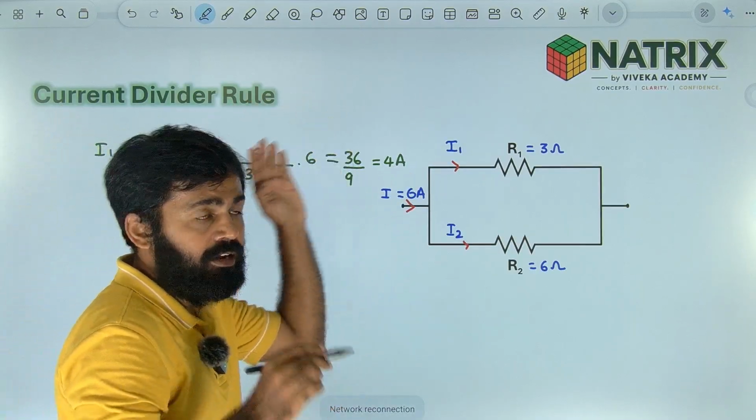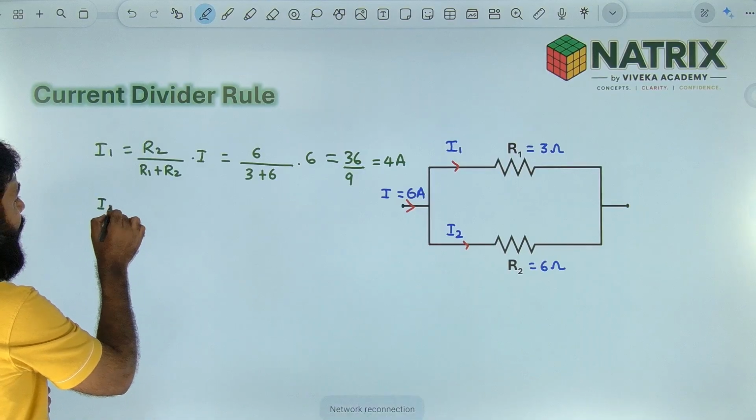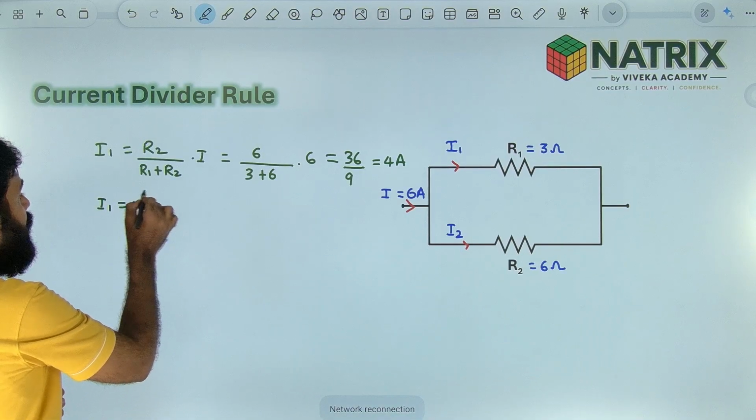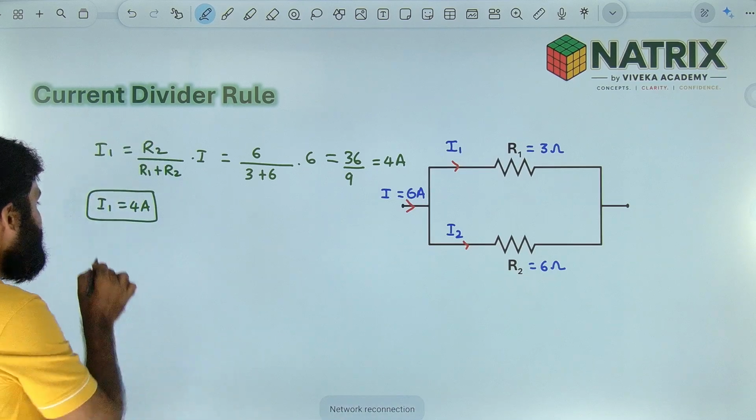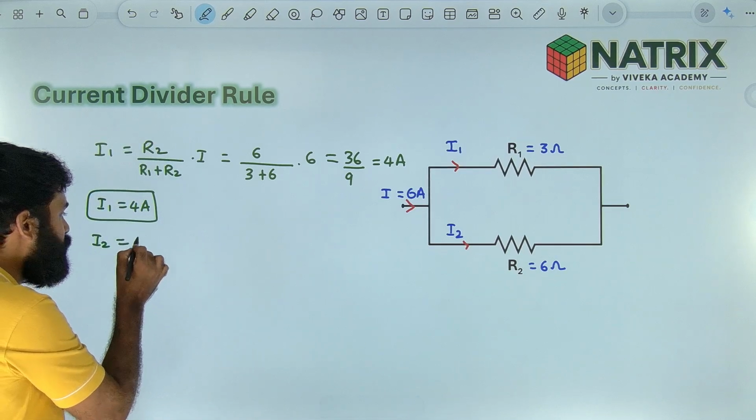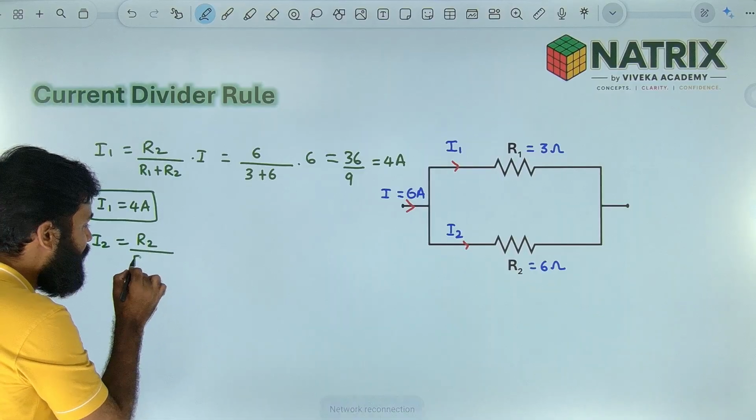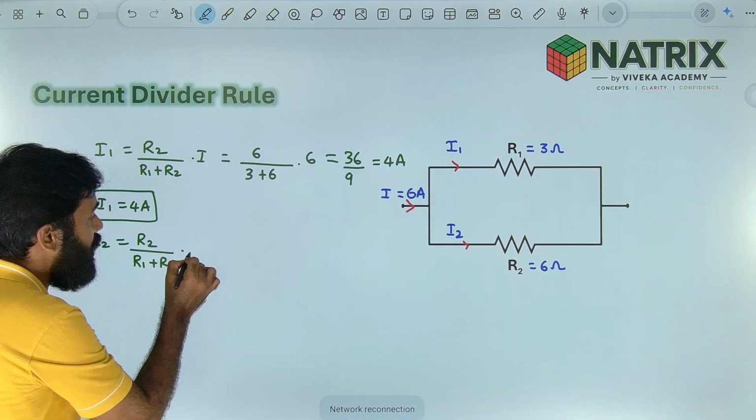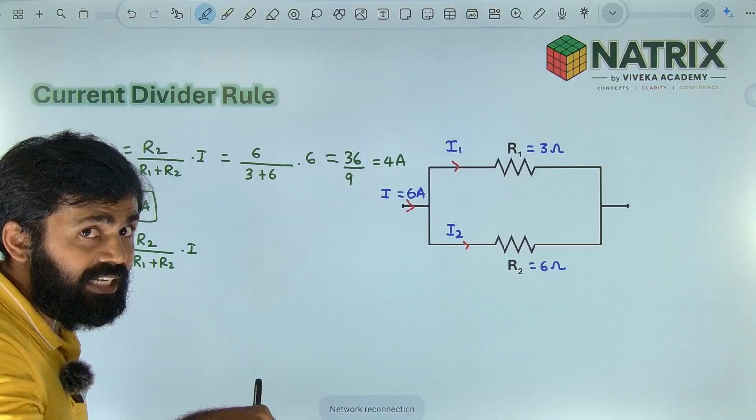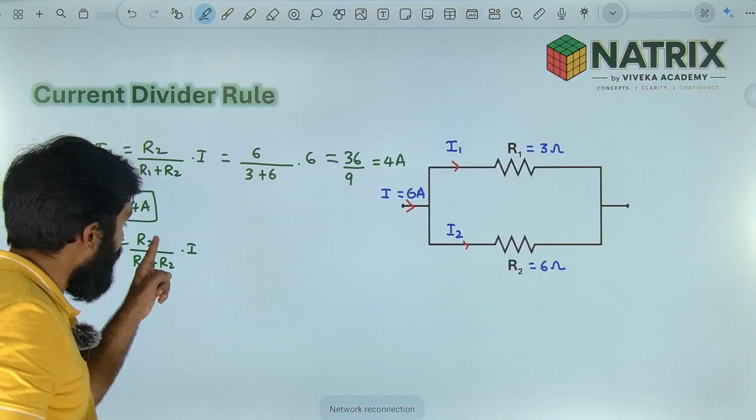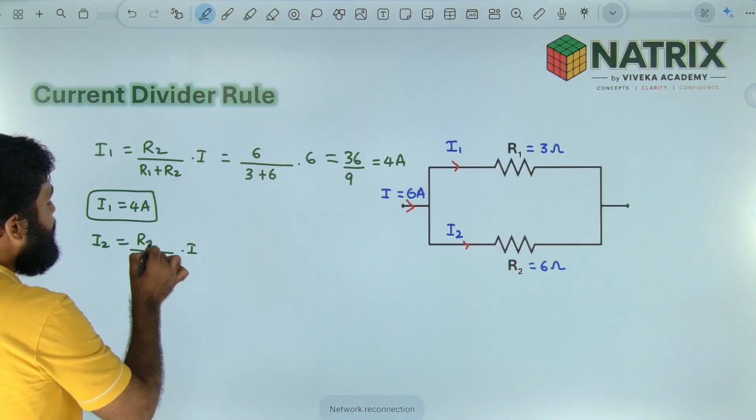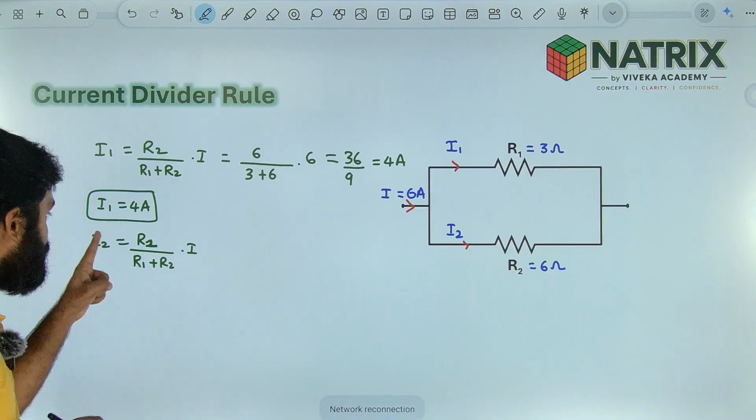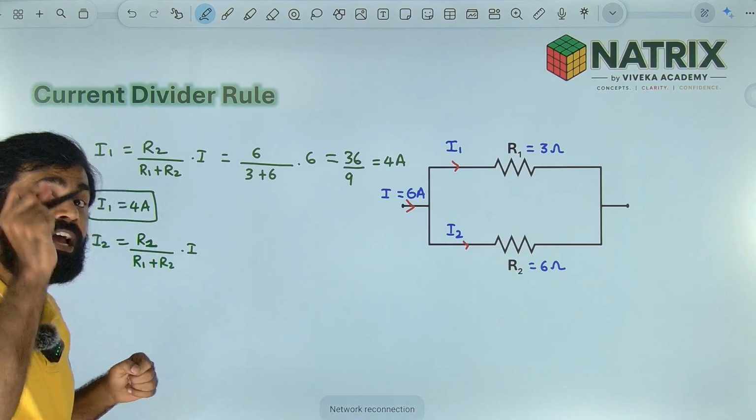So I got the value of I1. I1 is 4 ampere. You can find the value of I2 using the expression I2 equals R2 by R1 plus R2 into I. Or there is one more method, I will explain that method also. How can I find the value of I2? See here. Just a second. This is not R2. This has to be R1. Correct? Because when it is I2, here it is the resistance of the other branch.